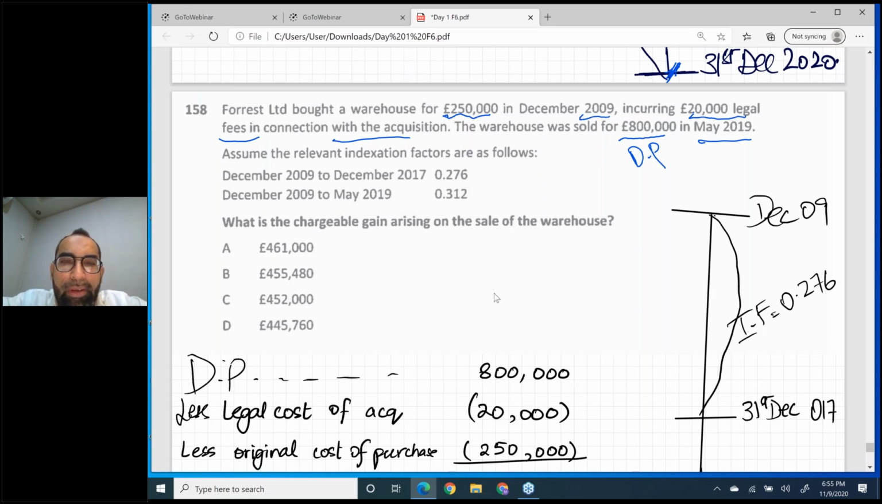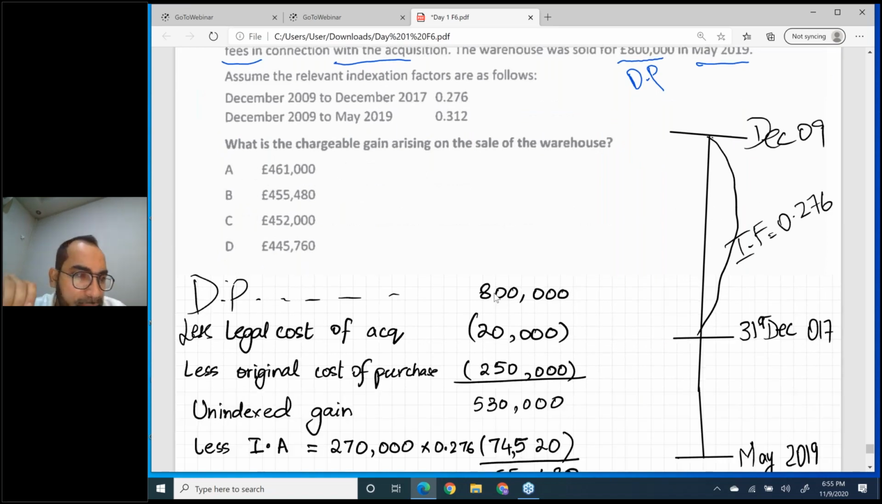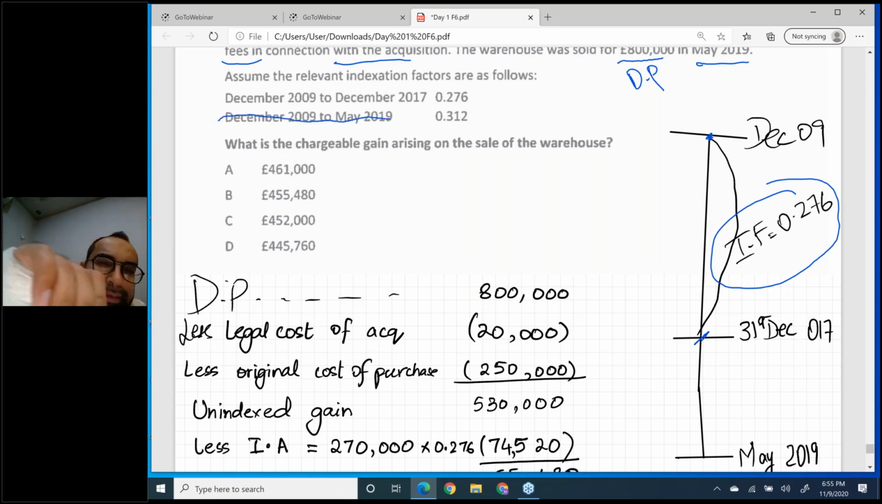Look at the sketch. Which index factor is relevant? Tell me. This one, from December 2009 to 31st December 2017, 0.276 is relevant, and this 0.312 is irrelevant. No need to use it. Okay, so how do we calculate it?